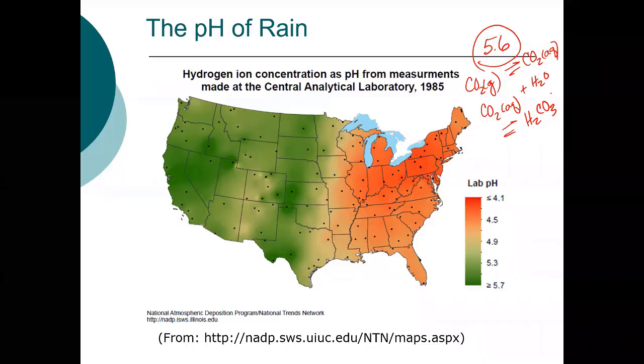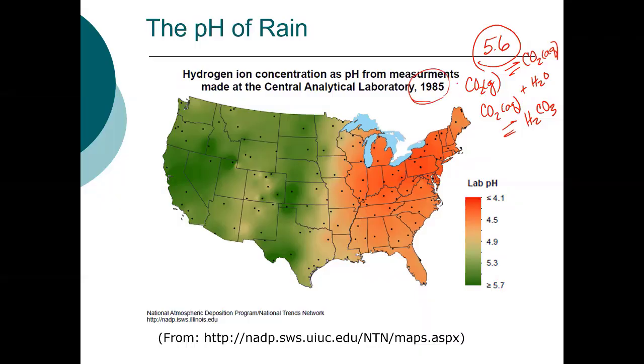Now what you see, these are data collected back in 1985. You see that for much of the east coast of the US, the pH was less than 4.5, in some cases less than 4.1. So we've got significantly acidic waters, not as much in the western part of the US. Does anyone know why this situation occurred?